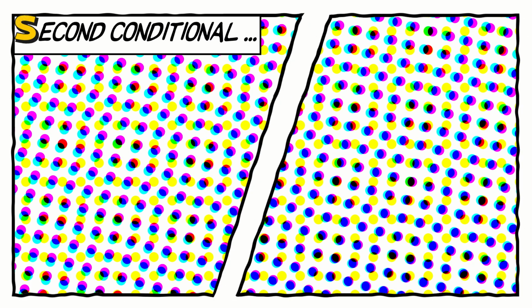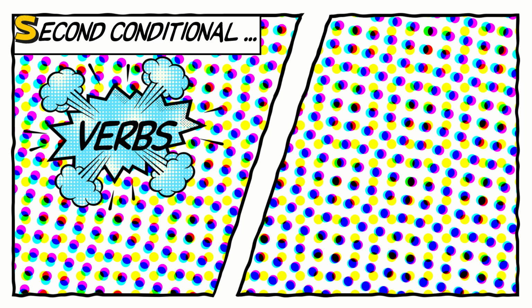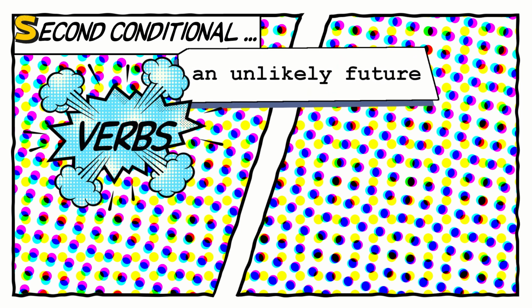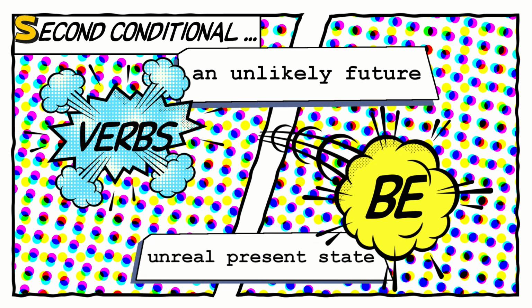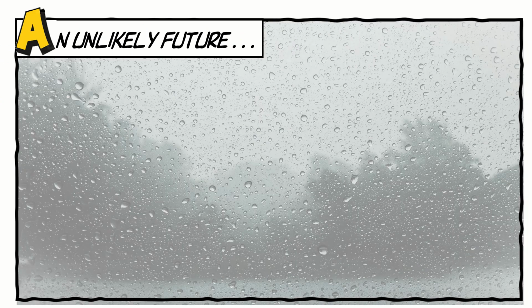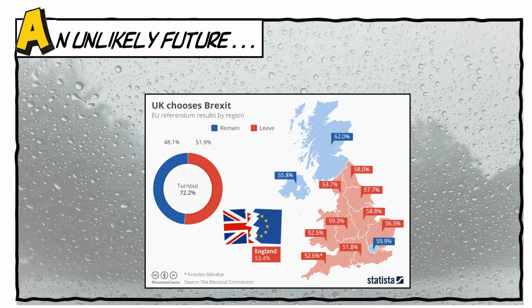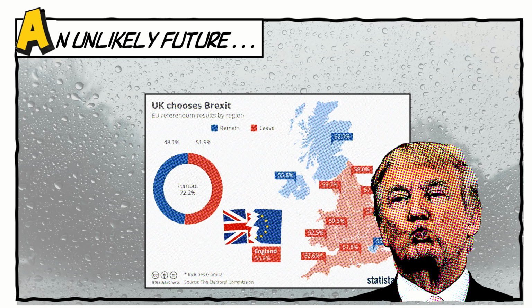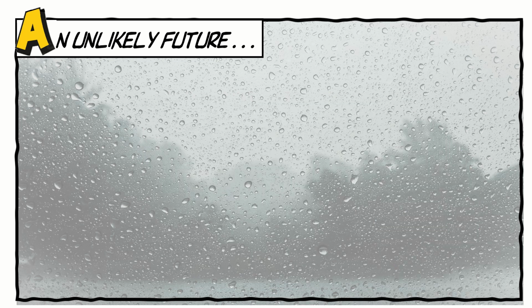There are actually two ways we can invert the second conditional. One is with verbs to describe an unlikely future, and two is with be to describe an unreal present state. As you probably know, we can use the second conditional to talk about something that probably isn't going to happen. It's that unreal conditional. You know, like how everyone in 2016 said that Brexit wouldn't happen or that Trump wouldn't get elected. Those are situations when we could have used that tense because they were unlikely to happen. Some examples? Okay, good idea.